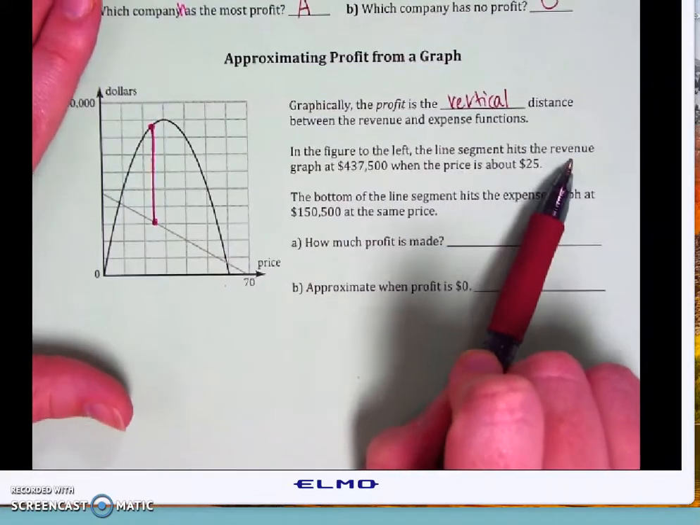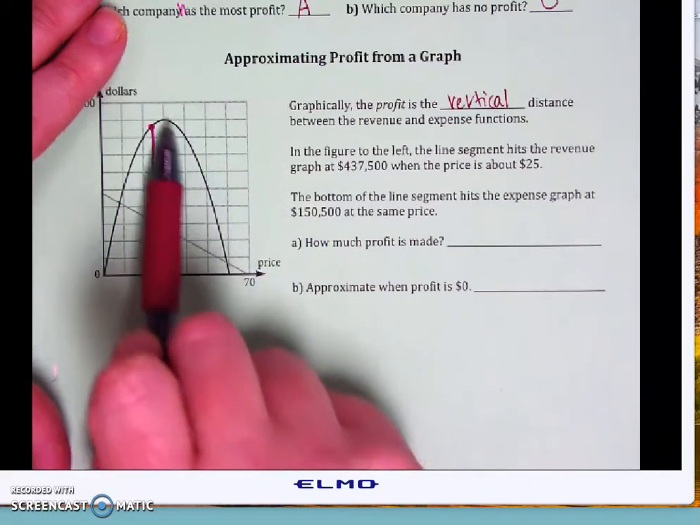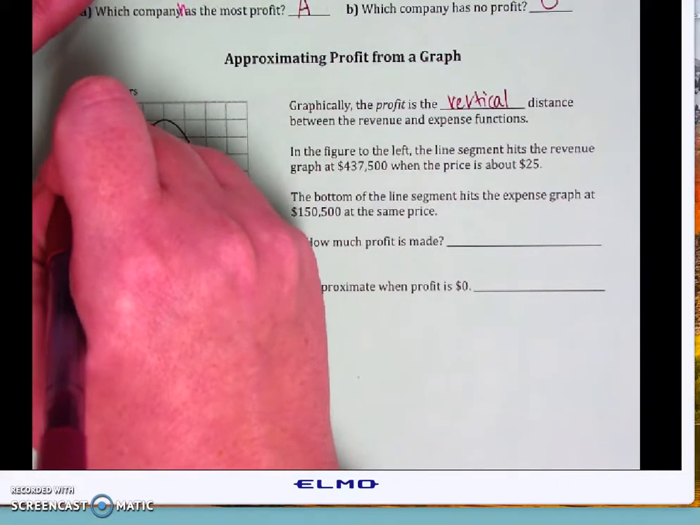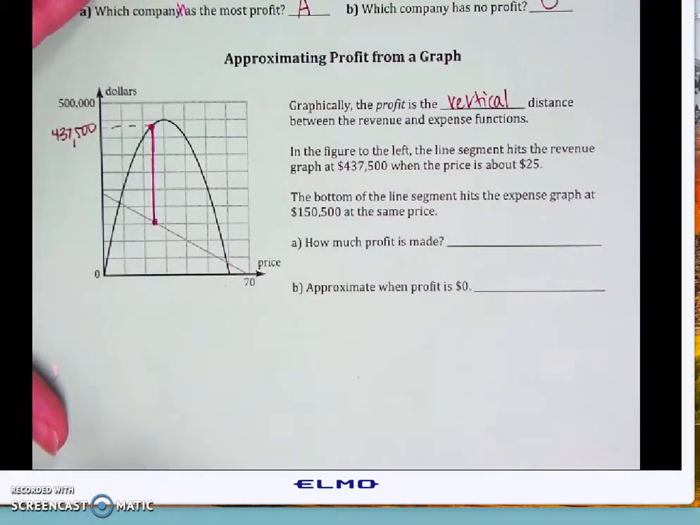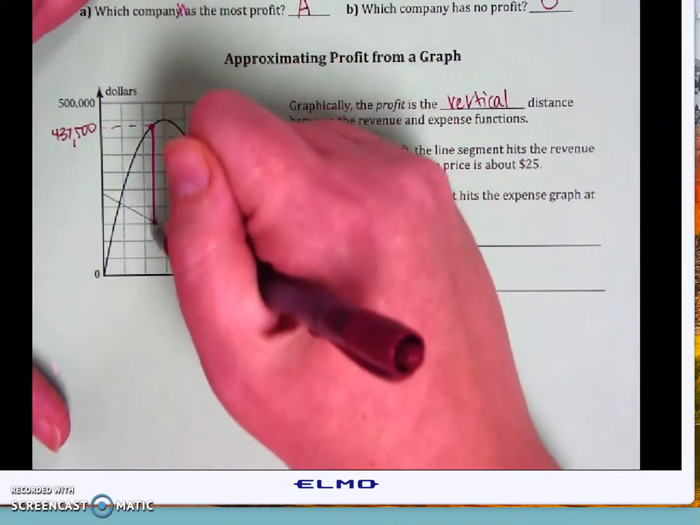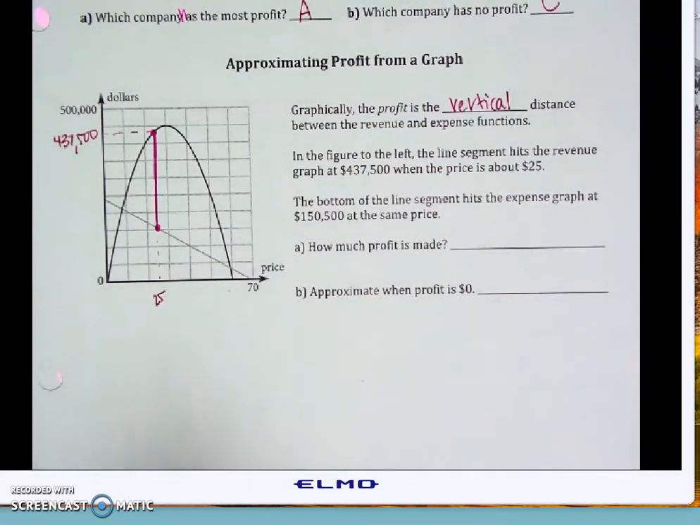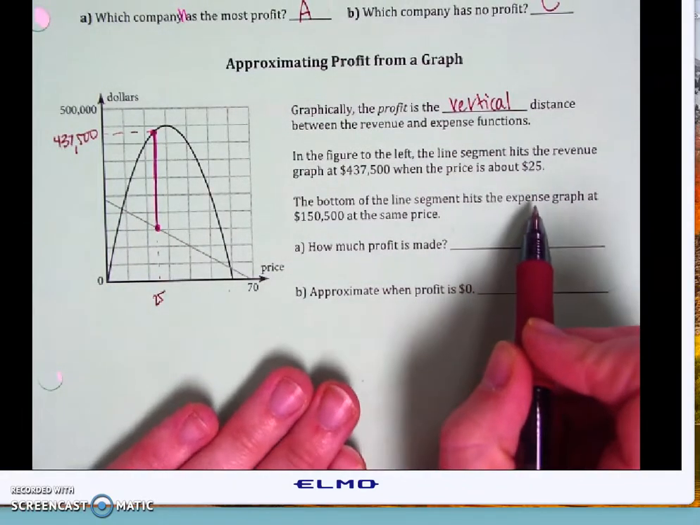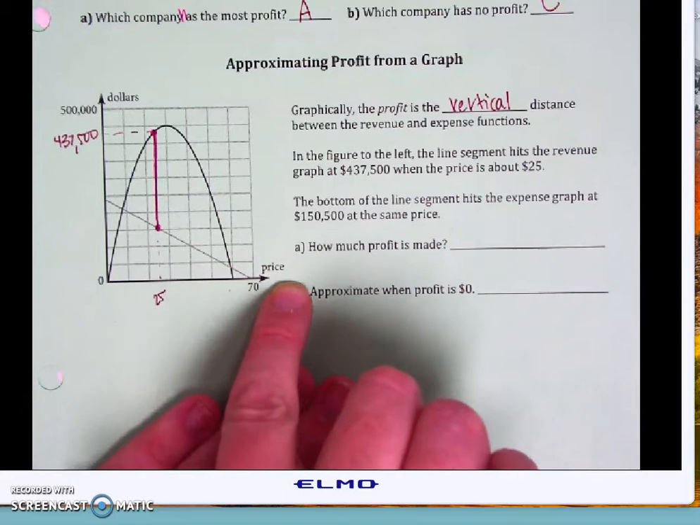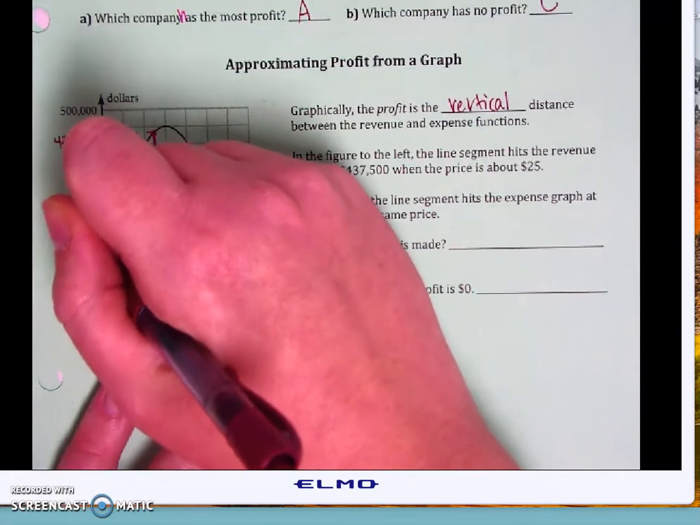The line segment hits the revenue graph at 437,500. The parabola is the revenue. So what they're telling us is this value is $437,500. That seems reasonable with the scale that we have, when the price is about 25. So at the bottom is $25. The bottom of the line segment hits the expense graph at 150,500. So the expense line is the negative sloping line, and this one is 150,500.